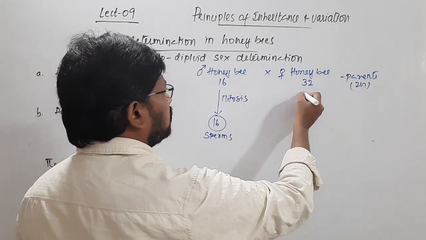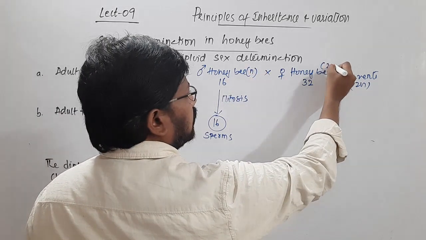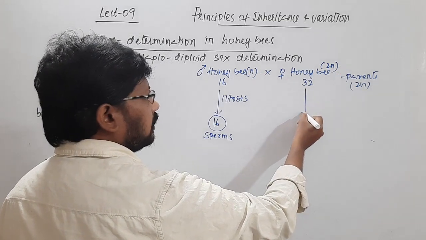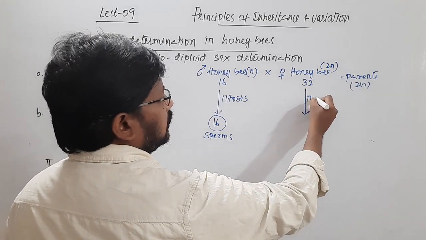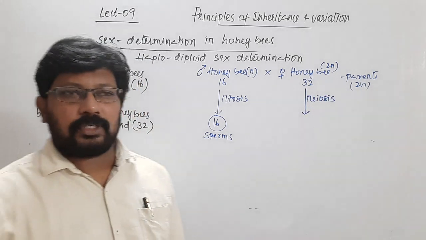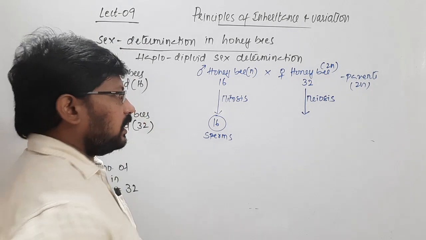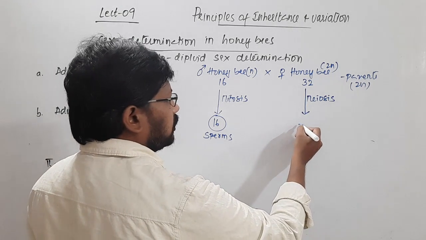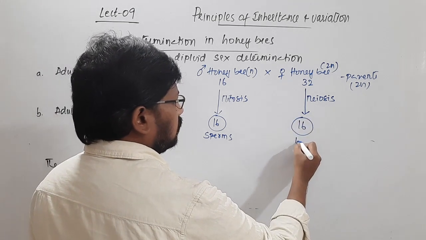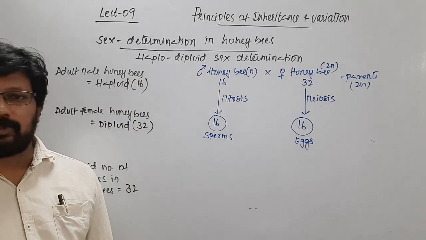The female honeybee is diploid. I'll just mention here N, and in this case 2N. So it's already diploid. Because of this, it needs to have meiosis in the reproductive organs. So in its reproductive organs, meiosis takes place, and it results in the production of eggs with the 16 chromosomes. So these are eggs with the 16 chromosomes.